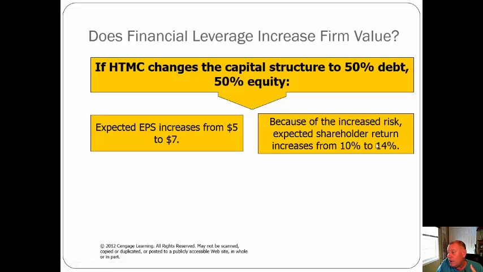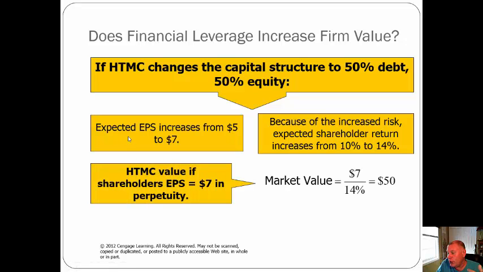Okay, and now I need to calculate, what does that mean? What's my target in earnings per share? Well, I can solve this a couple of ways. I increase my earnings per share from 5 to 7 because of the increased risk, from 10 to 14. So the way I calculated that, I still have the market value of 50, and if it's 14%, I can solve for 7, and that gives me a $7 earnings per share. 14% return, the market value is still at 50.